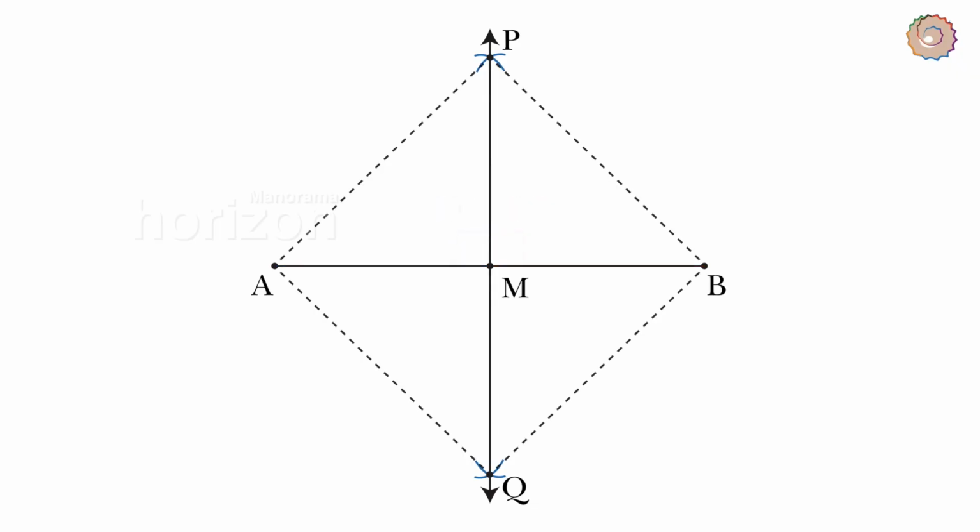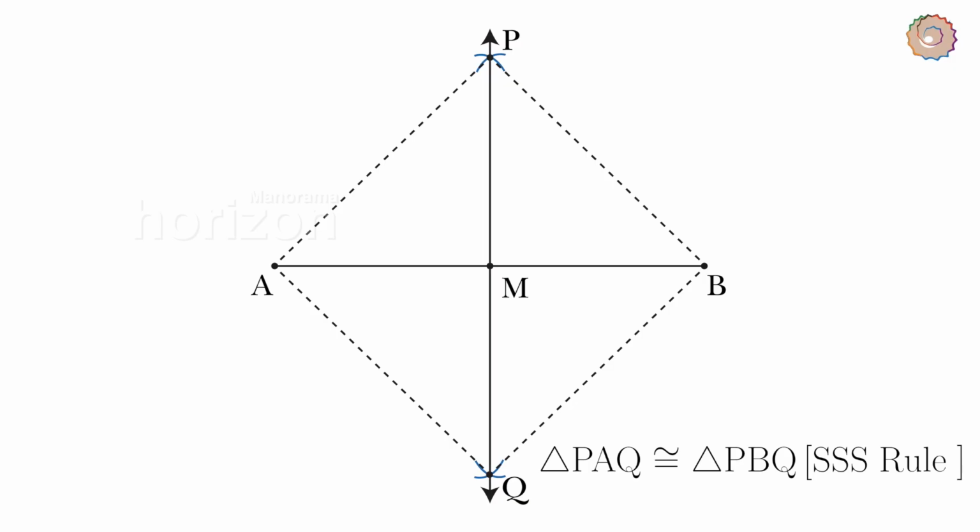Now, join A and B to both P and Q to form AP, AQ, BP and BQ. Refer the figure. Now, consider triangle PAQ and triangle PBQ in the figure. You can see AP equal to BP, reason arcs of equal radii. AQ is equal to BQ, reason arcs of equal radii. PQ is equal to PQ because it's a common side. So, we can say by SSS rule that triangle PAQ is congruent to triangle PBQ.